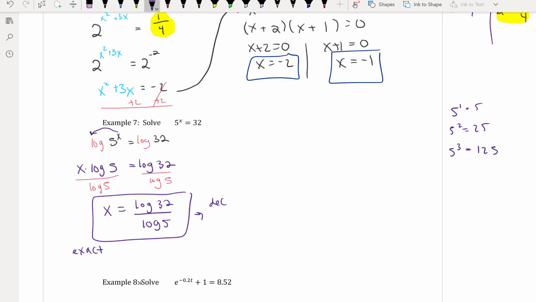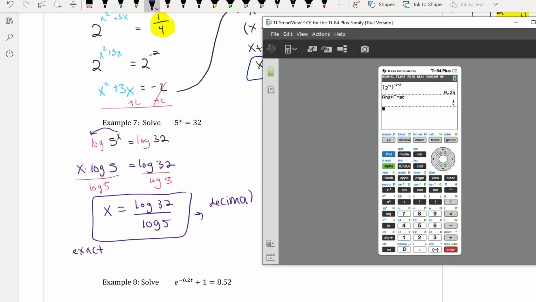I could also get the decimal approximation. I would just need to plug that into my calculator. So I would have my fraction. So it would be log of 32 over my log of 5. So log of 32 divided by log of 5. And so I have my answer.